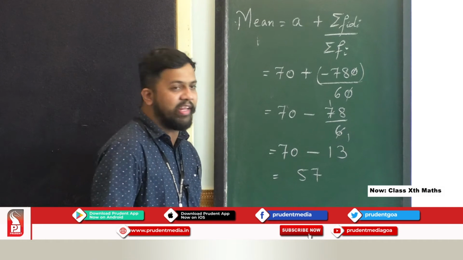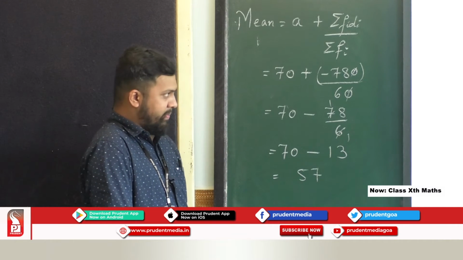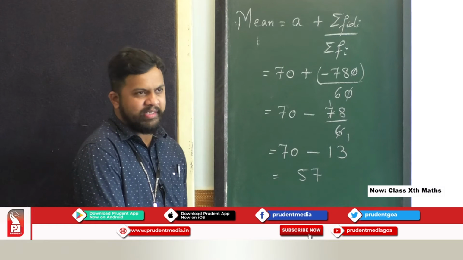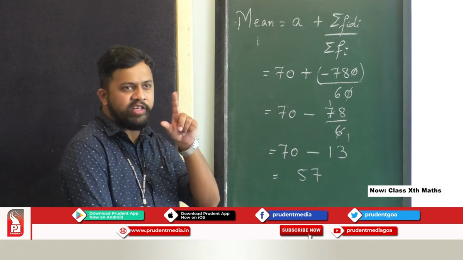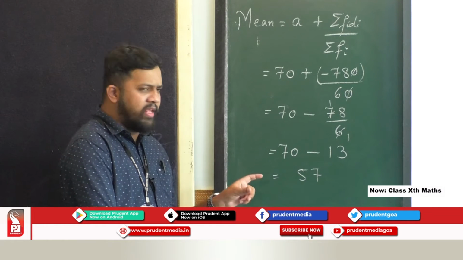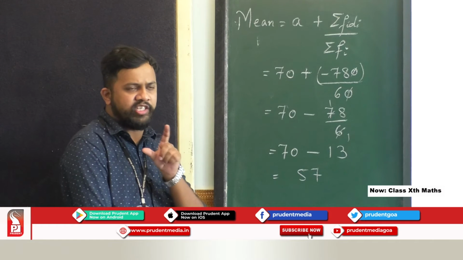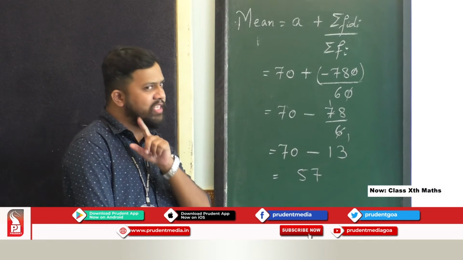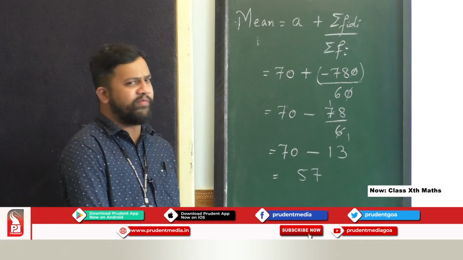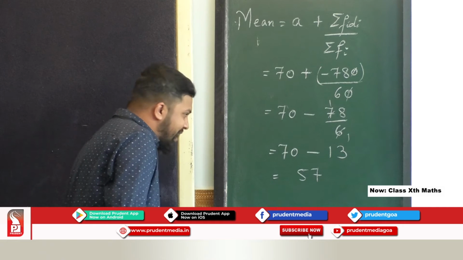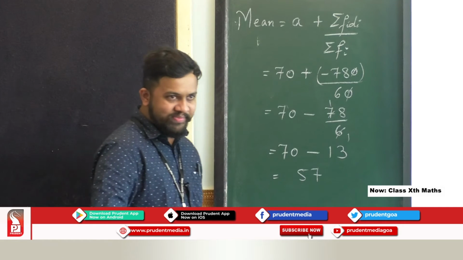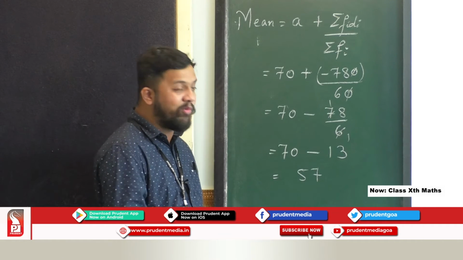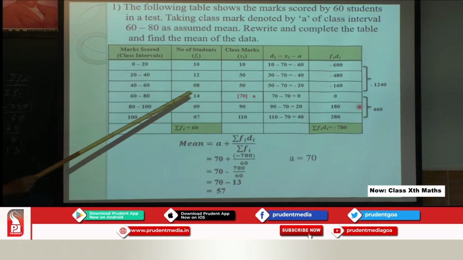So this is how you can get the mean by using the assumed mean method. Now in your mind, one question might be arising. In the last lesson, I got the answer 57. I had taken the same problem back again, the first problem, but this time I used the assumed mean method, and the answer I got is 57.